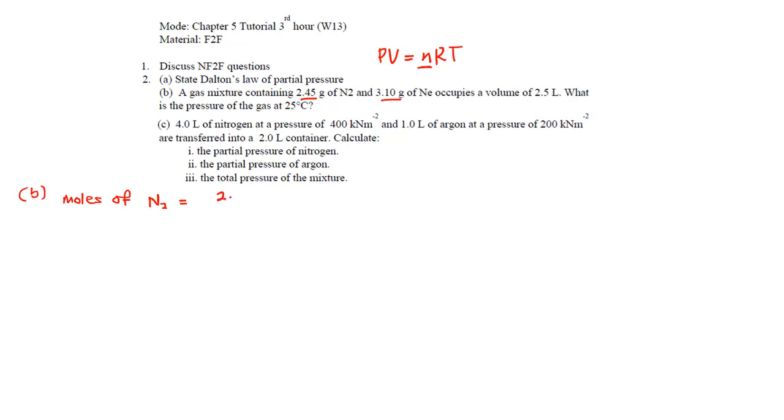The mass is 2.45 gram. You have two nitrogen atoms, and the molar mass of each nitrogen is 14 gram per mole, so N2 is 28 gram per mole. You should get 0.0875 mole.